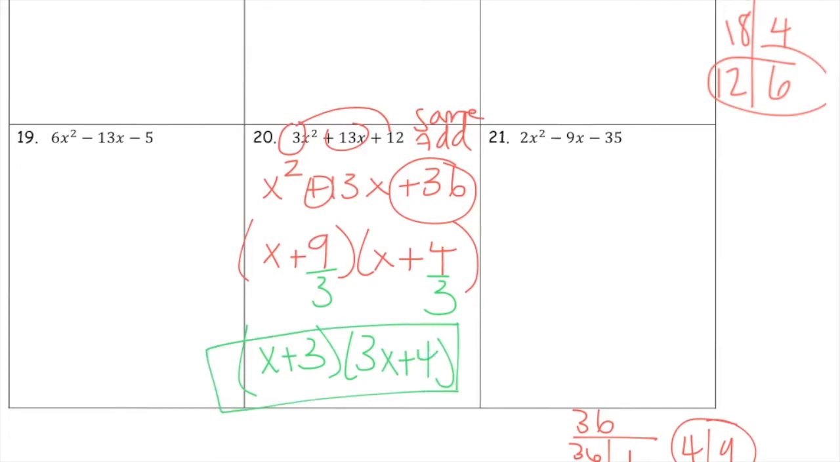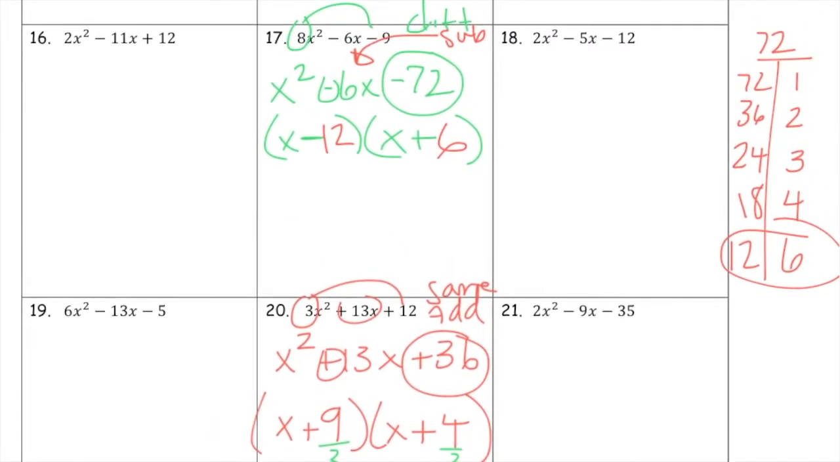Now, I think we have to go back to number 17 because we forgot something. If you were to FOIL this, double distribute, you would get your leading coefficient of x squared. That's not what we want. We forgot to bottoms up. So we have to divide by 8.